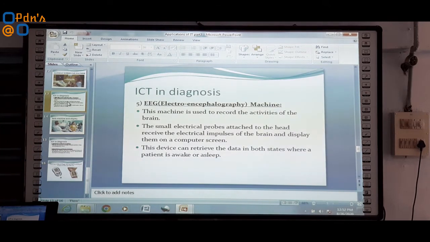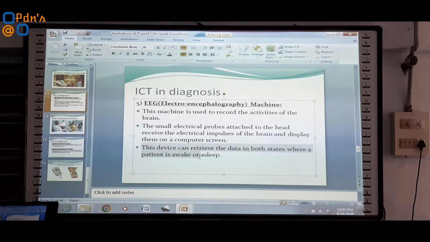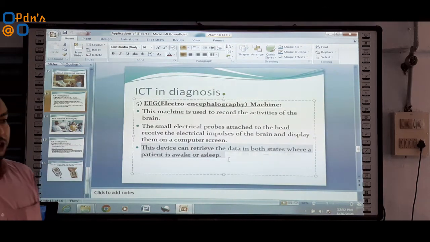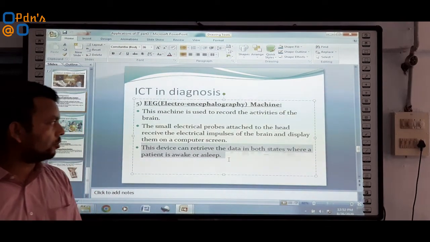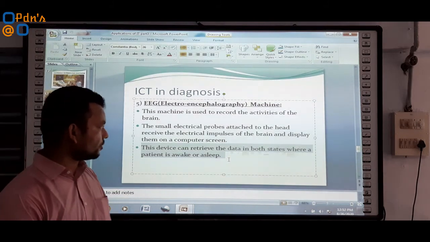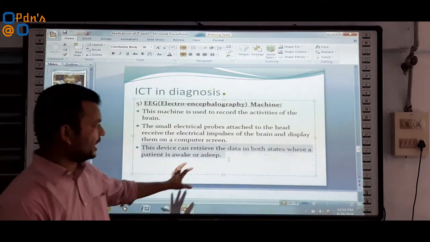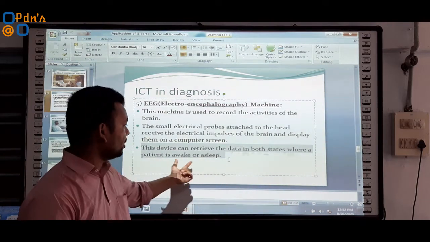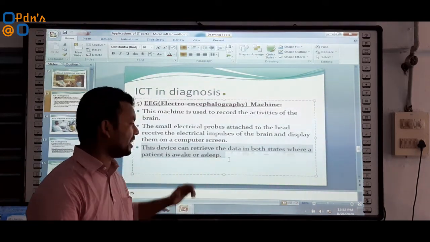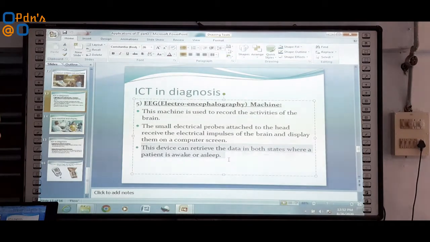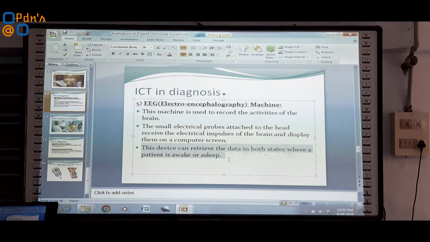And using this device, we can retrieve the data in both states, when a patient is asleep as well as awake. Whether our brain is functioning normally or whether any issue is there with our brain can be retrieved in both states, that is, whenever the patient is asleep as well as in the awake condition. In both situations, it will be helpful. Okay, so how it looks like, let us see.